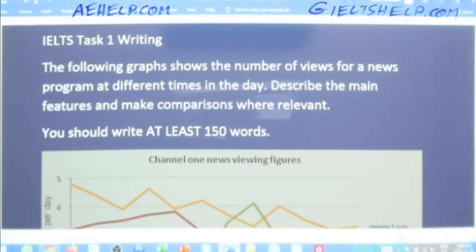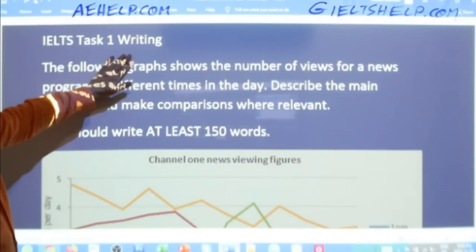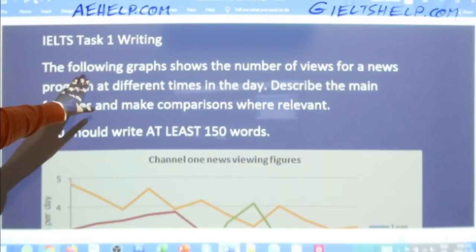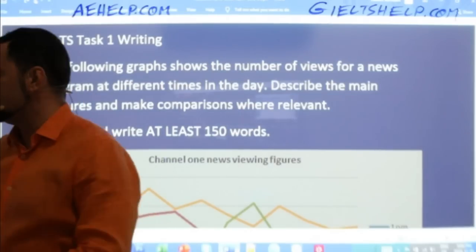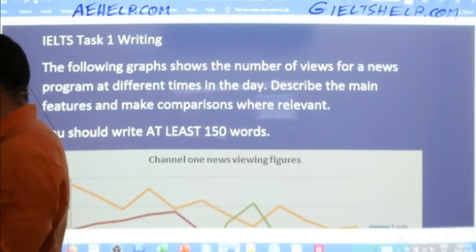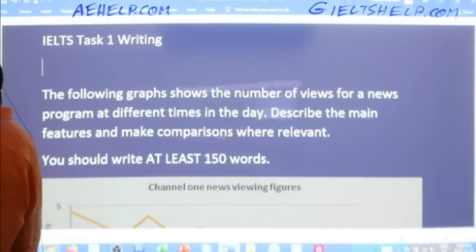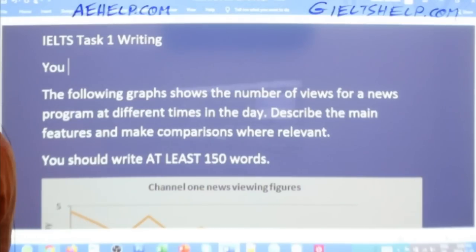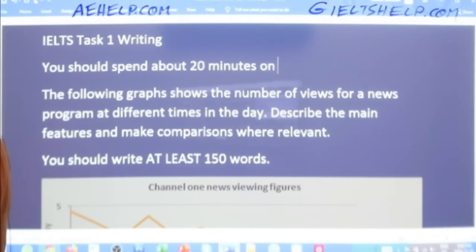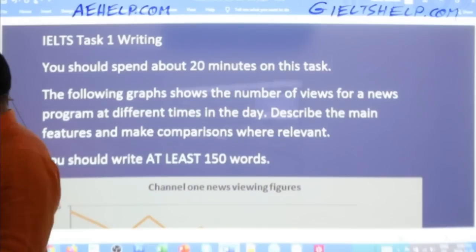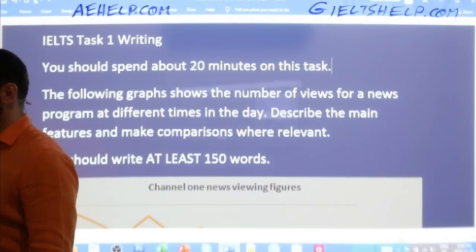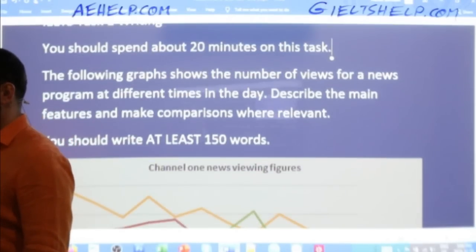All right, so here we go. IELTS Task 1 Writing. You should spend about 20 minutes on this task. I didn't put that into the question, but it's always there, and you definitely want to practice spending just 20 minutes on this task. Okay? No more. A little bit less if you are confident and you want more time for task 2.